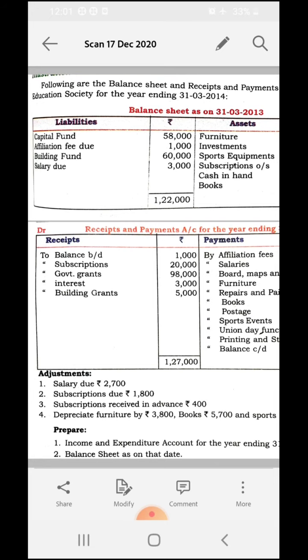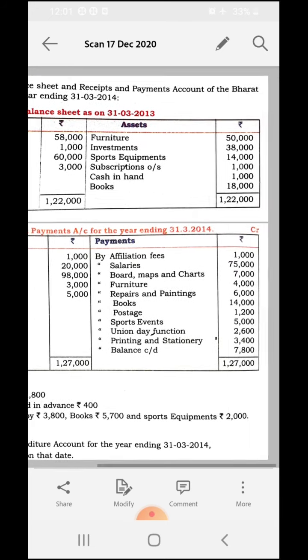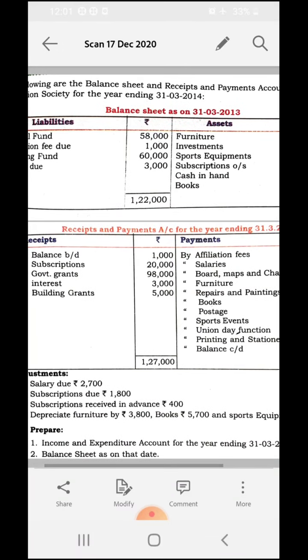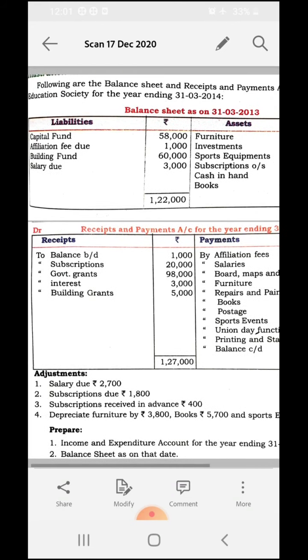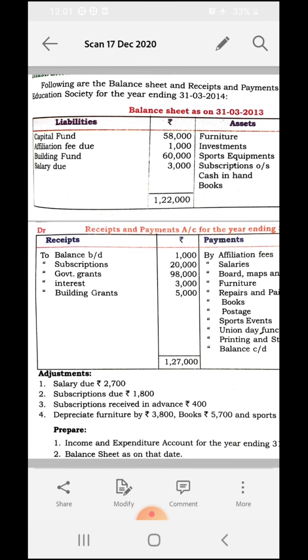Right. So following are the balance sheet and receipt and payment account of Bharat Education Society for the year ending 31/3/2014. And here also they have given the previous year balance sheet, as well as the receipt and payment account. So on the liability side we have capital fund, affiliation fee due, and this is one kind of expenditure, affiliation fee for continuation of the institution that we need to pay to the concerned authority.